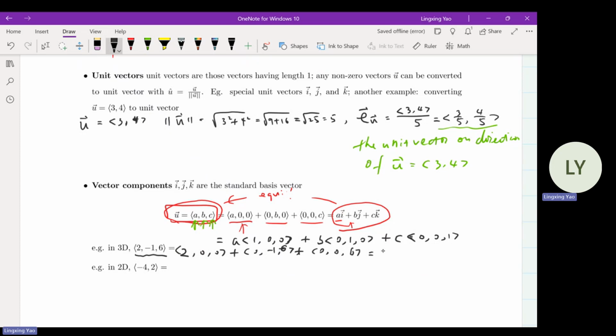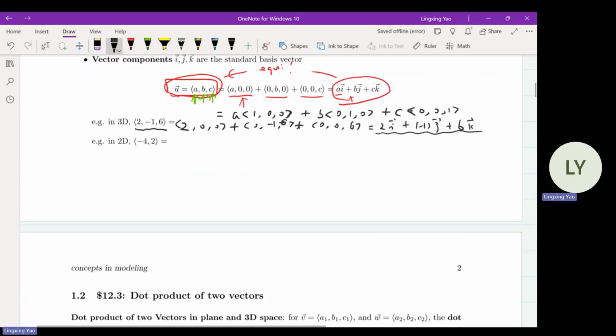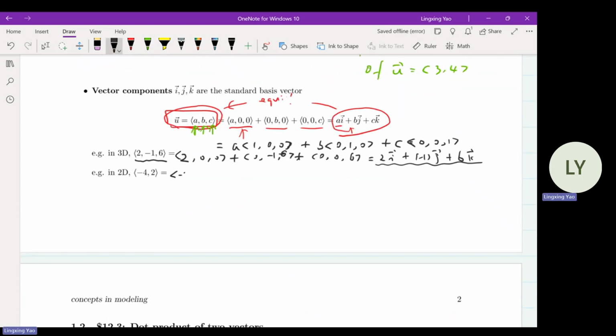All right, and then this is 2 times i plus -1 times j plus 6 times k. So here, only when you use ijk, you use the plus or addition, right? Okay, and then similarly, this is -4, 0 plus 0, 2, and because in 2-dimensional space, the i and j, the unit vector, will only have 2 components.